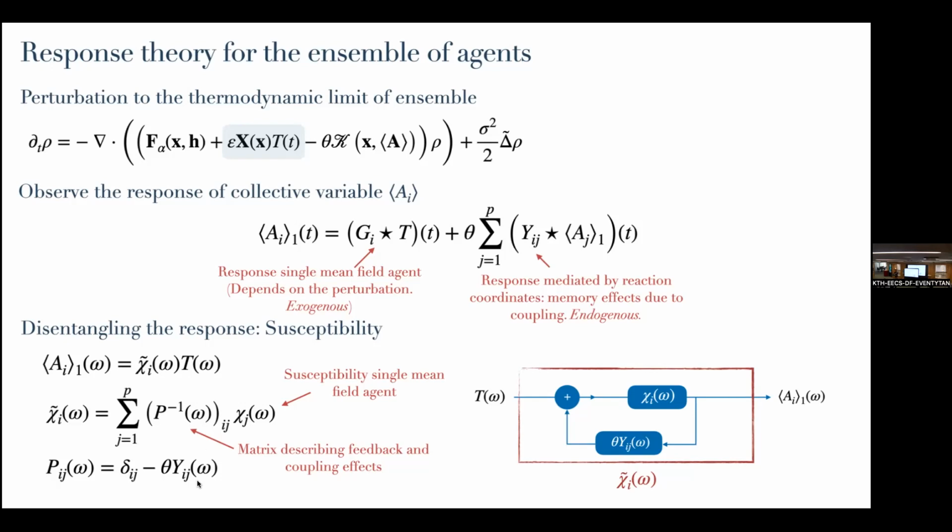It's easier to see in a picture rather than in maths, but basically the situation here is that you apply an input to the system, and this input is modulated by the single susceptibility of each agent, but it's not simply that. There is also feedback given by these endogenous Green's functions, and this whole thing represents the actual susceptibility of the system. And that's how you evaluate the output.